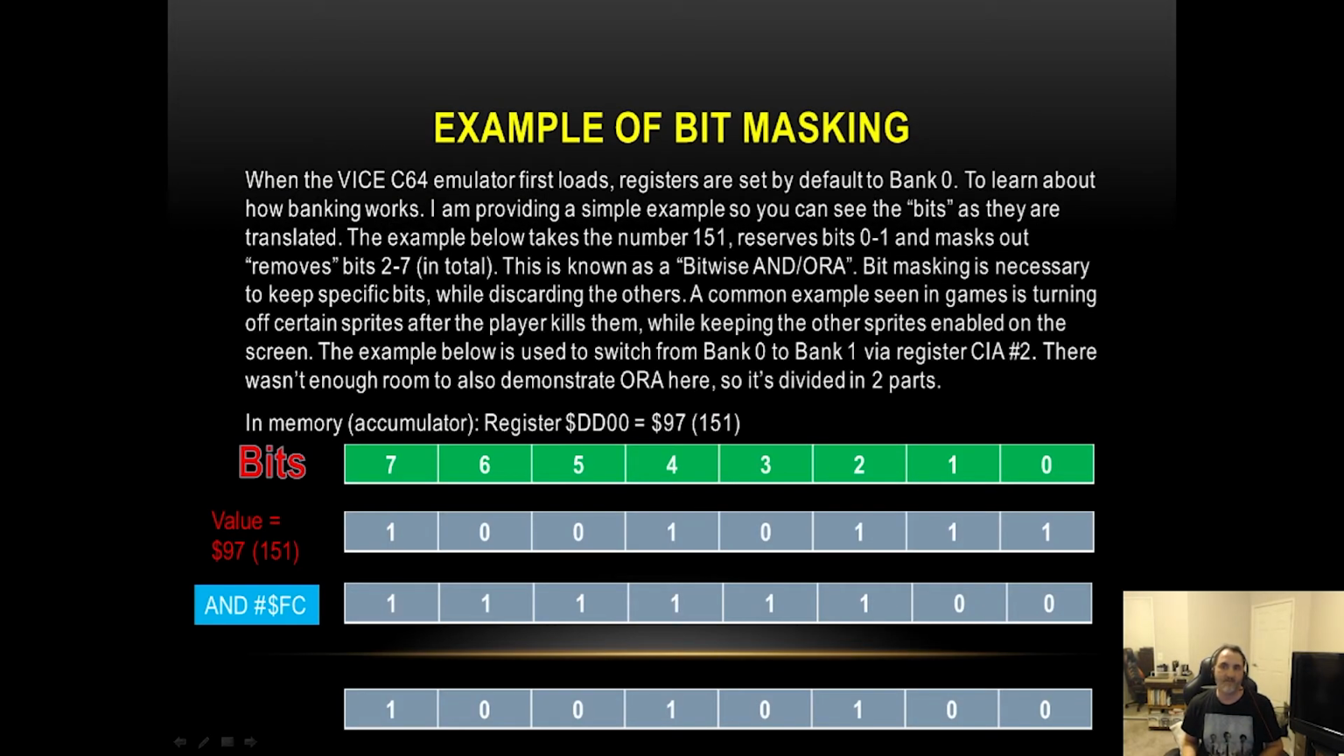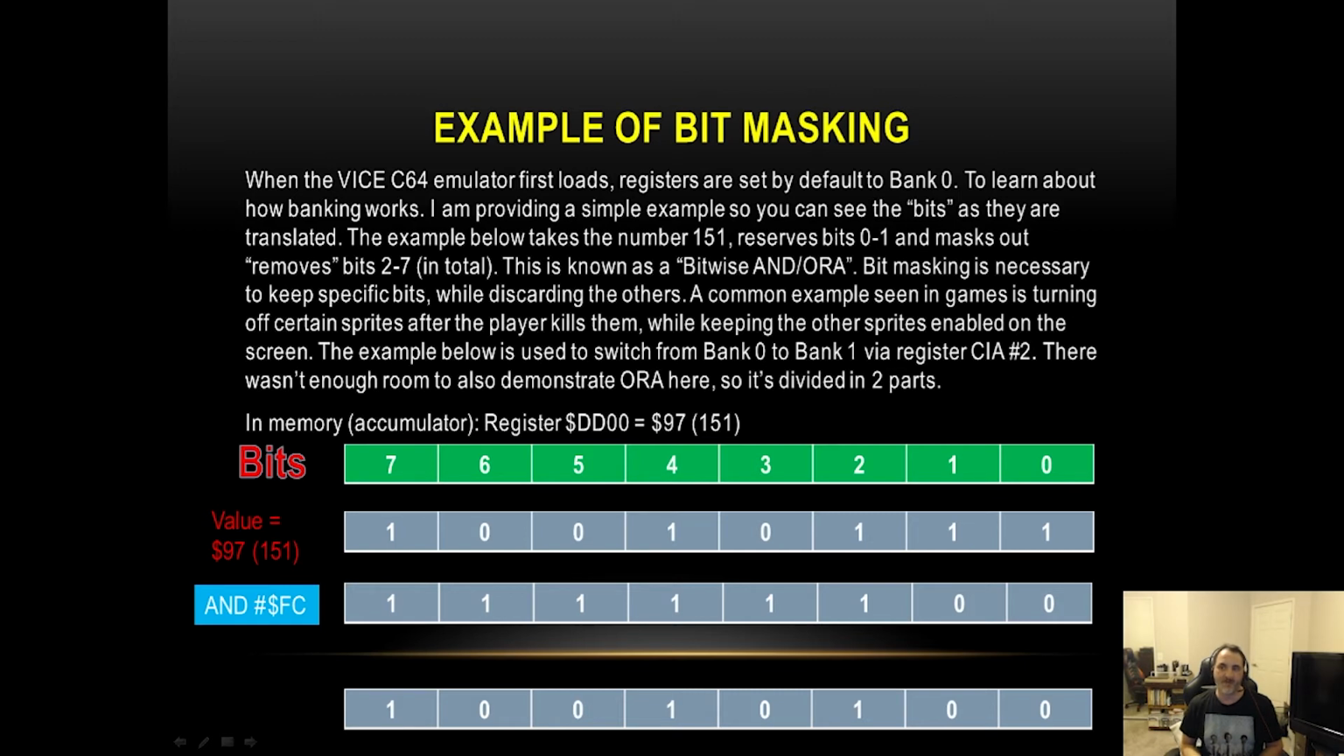An example of bit masking. When the VICE C64 emulator first loads, the registers are set by default to bank 0. To learn about how banking works, I am providing a simple example so you can see the bits as they are translated. The example below takes the number 151, reserves bits 0 to 1, and masks out, removes, bits 2 to 7 in total. This is known as bitwise AND/OR. Bit masking is necessary to keep specific bits while discarding the others.